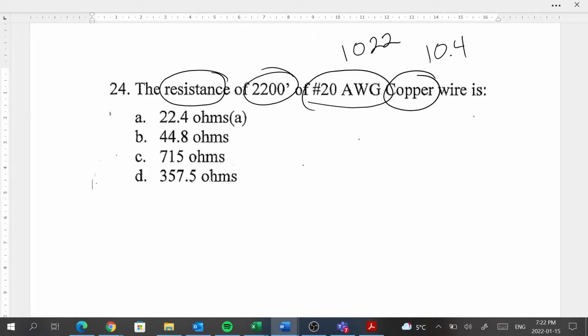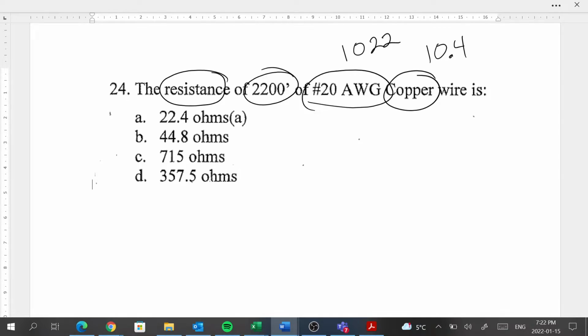I like to remember it by, if you're on a radio and you say 10.4, that's how I remember that. Anyway, 10.4 ohms of resistance per mil foot. That's the resistivity of copper.